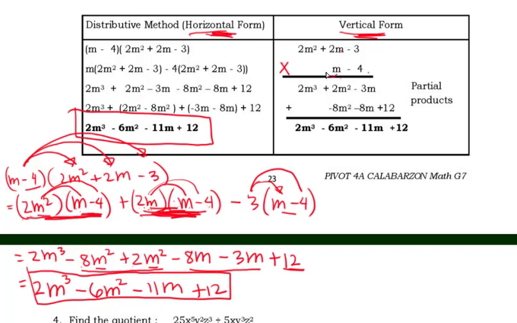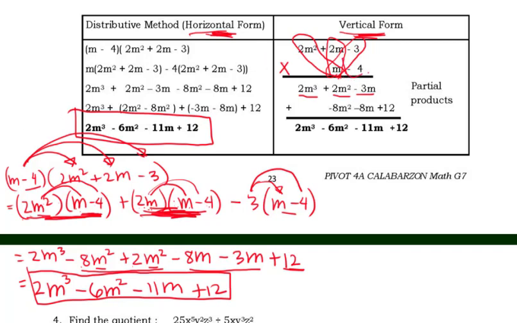So, m times negative 3. Ayan, ito po ang sagot. The next is m times 2m. Ito po ang sagot, 2m square. The next is m times 2m square is 2m cube. Ayan. The next is, ito namang 4, i-multiply mo doon.